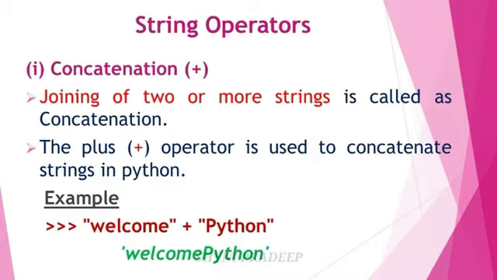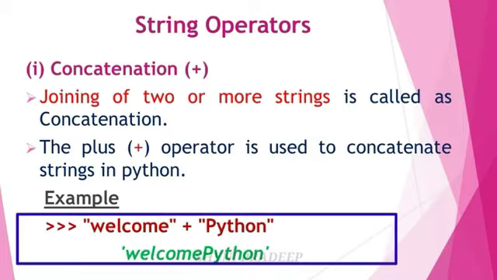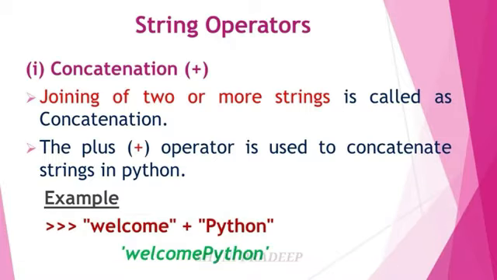This operator is used to join two or more strings, that is called concatenation. Here the plus operator is used to concatenate strings in Python. See this example. First string is welcome and next string is Python. If you want to join or merge these two strings, you have to add the plus operator between these two strings. So you will get the output welcome Python.